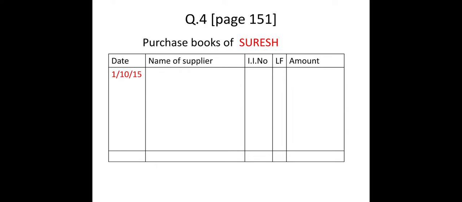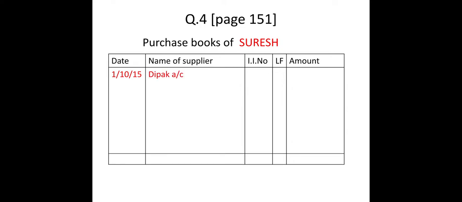Now in the second column, we have to write the name of the supplier. Name of supplier is Deepak. So let's write down Deepak account. Deepak is a supplier. We are buying goods from Deepak, so we have to write his name. Now in the third column, we have to write the bill number, but in this transaction, the bill number is not given. So we will not write anything in that column. LF is always empty. Now let's write down the amount of goods. We have purchased goods of 10,000. So in amount we will write 10,000.